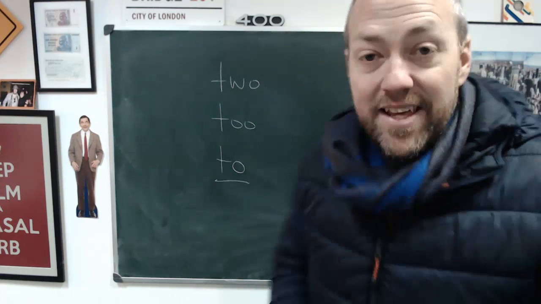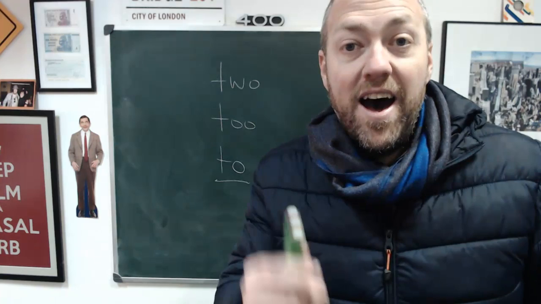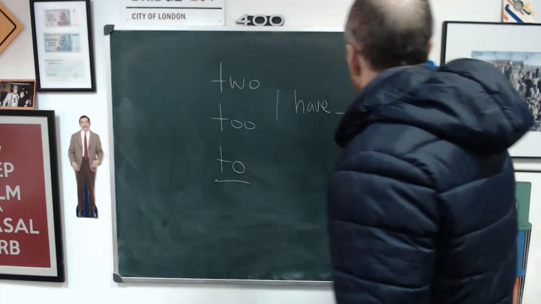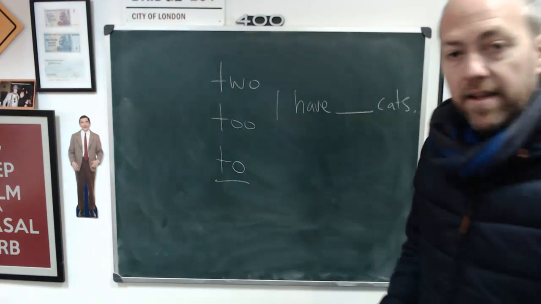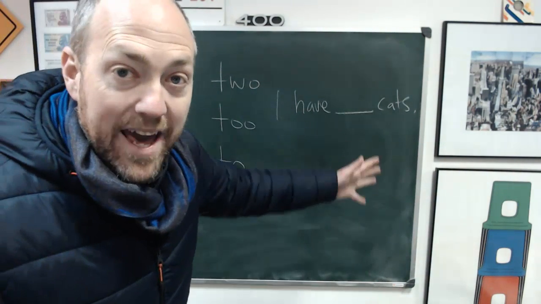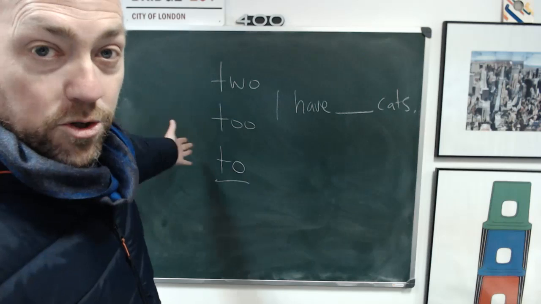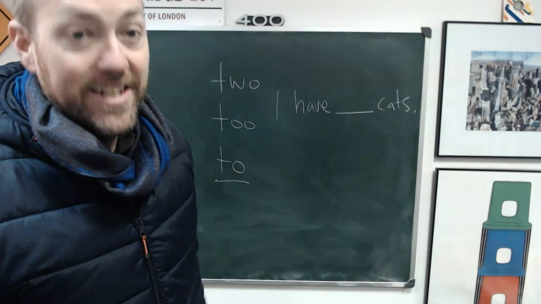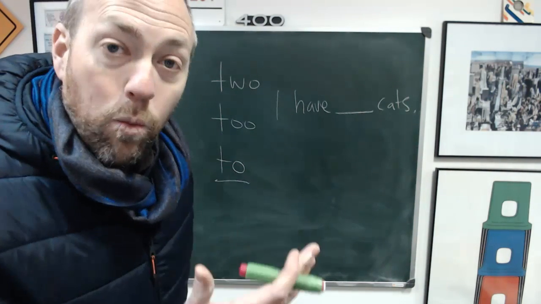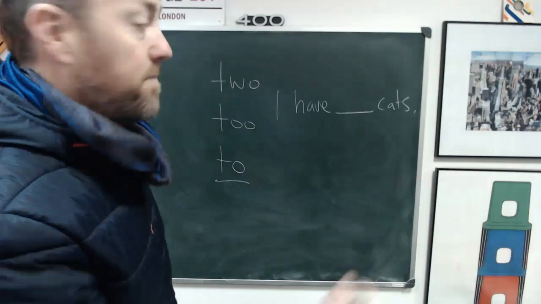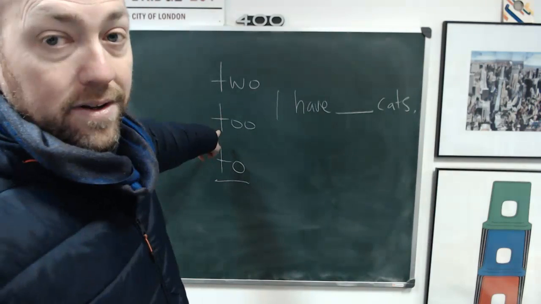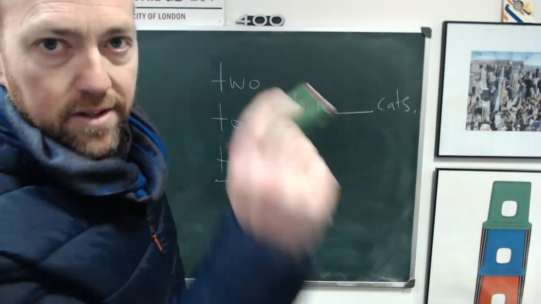Because if I say, for example, I have 2 cats. Is it "two" or "too"? Well, there's only one possibility, no, because "too" always has to go at the end. So you could say, I have cats too, but not I have too cats. Eliminate.